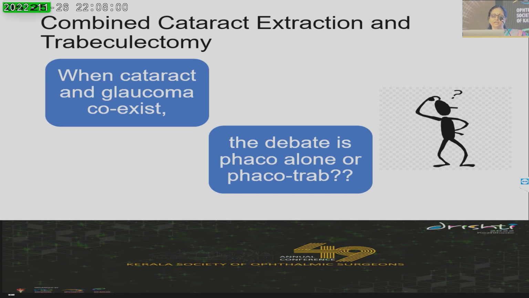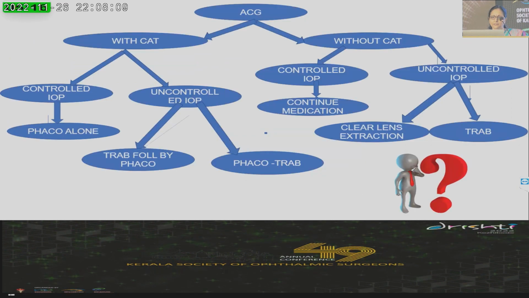Suppose the patient is having glaucoma and cataract, then whether to do a phaco trab or a phaco alone, the debate is there. I think Dr. Roni has explained to you, the angle closure glaucoma which is status post LPI, but with the cataract, with a controlled IOP, you can do a phaco alone. But with uncontrolled IOP, you can either do a phaco trab, but suppose the IOP is very high, then it's better to do a trab and follow it with a phaco.